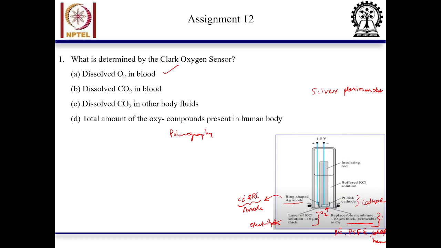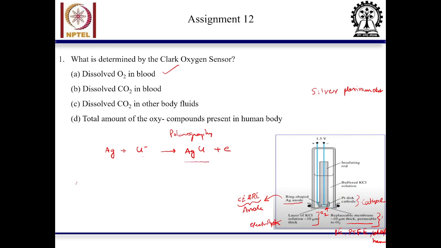Now, what are the reactions happening at the platinum and silver? So basically on silver, the silver takes Cl minus, so it will form AgCl plus electron. What happens is our silver will oxidize to silver plus ion, and that silver plus ion will take Cl minus from the electrolyte and form AgCl and give one electron.